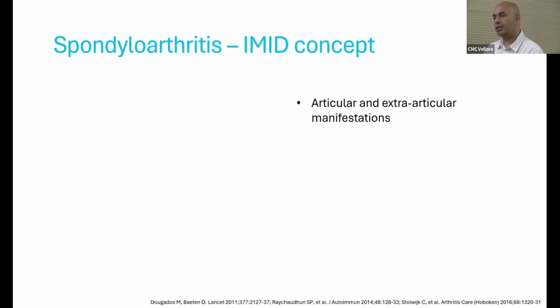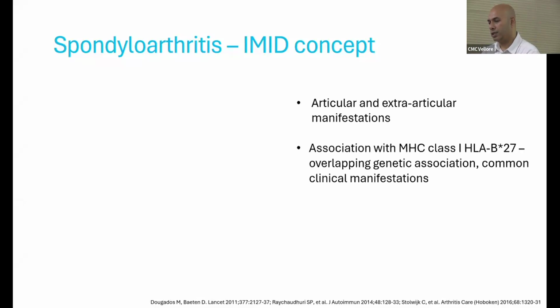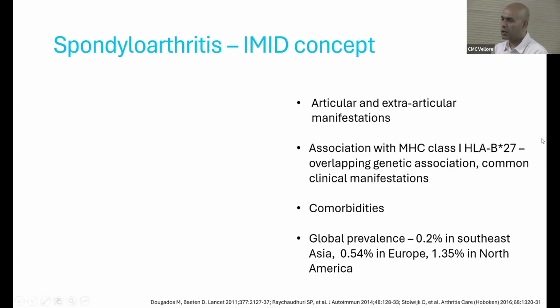If you look at spondyloarthritis, we know that it can have articular as well as extra-articular manifestations. There is an association with the MHC class 1 HLA-B27 allele, and there can be overlapping genetic association right across these diseases, as well as common clinical manifestations. Most of them have comorbidities, which often get overlooked. We are so worried about the joints and the other things about the patient that we overlook the comorbidities.